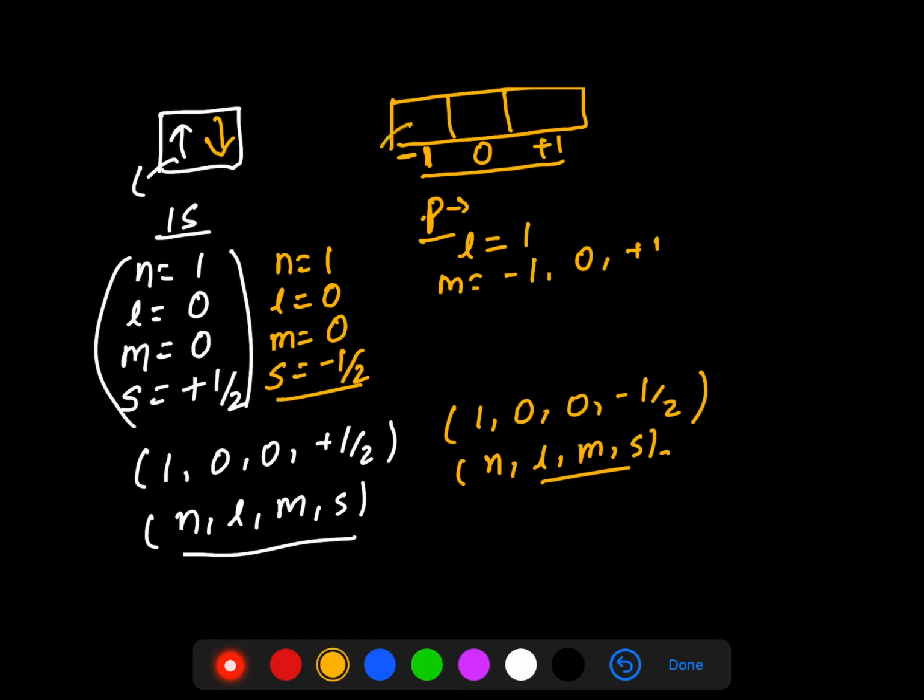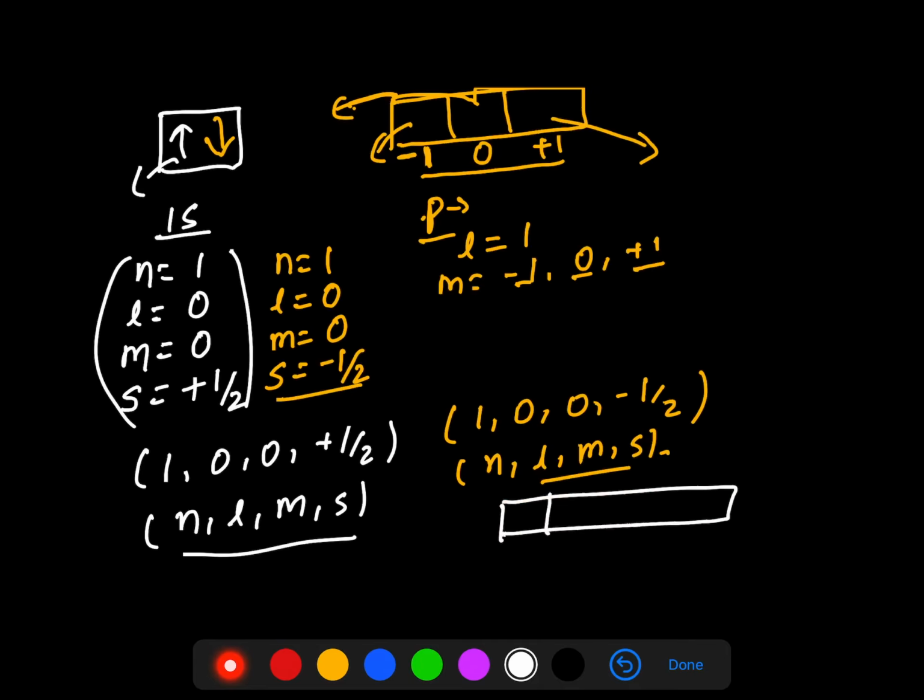So if the electron is there in this orbital, we'll say the value of m over here is minus 1. If the electron is in this orbital, we'll say that the value of m is 0. In this orbital, the value of m is plus 1. Similarly, we can write for the d subshell also. So d orbitals are like this, 5, right?